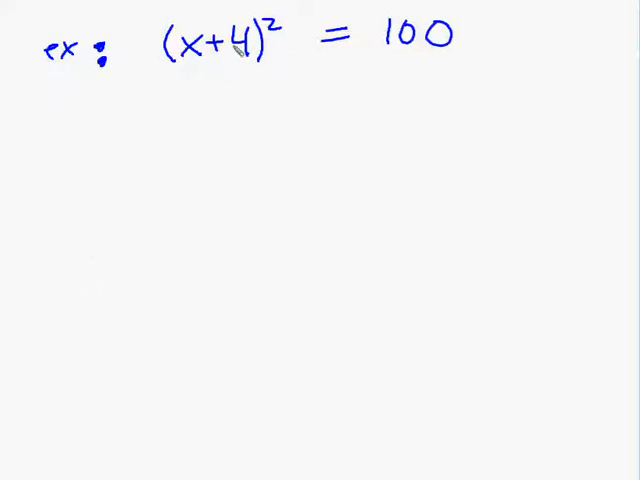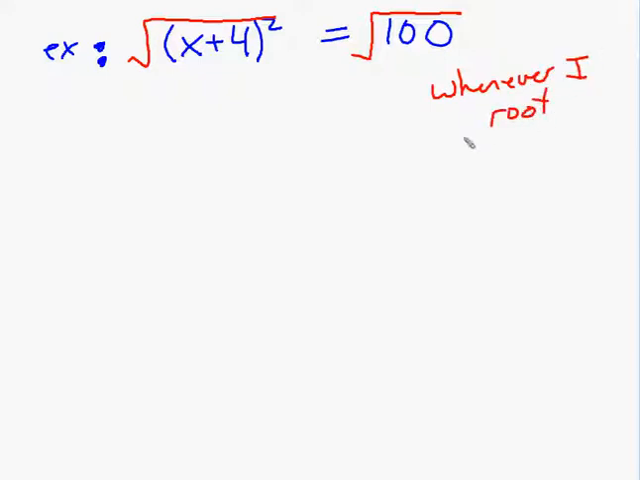Now I could multiply this out, and then I could subtract the 100 over. I could do that, but that's a lot of work. How do I undo a square, do you think? Square root. So I'll square root both sides. Notice how all the stuff was in the parentheses there. So now I need to remember, whenever I square root, there's 2 answers. A plus 1 and a negative 1.